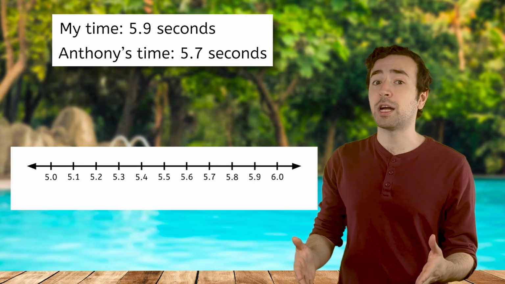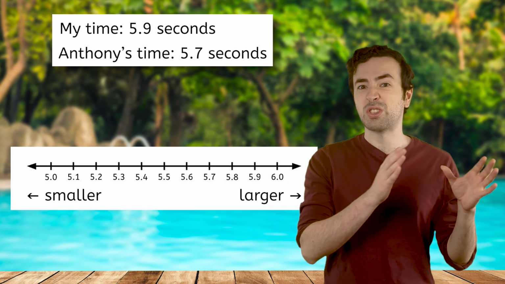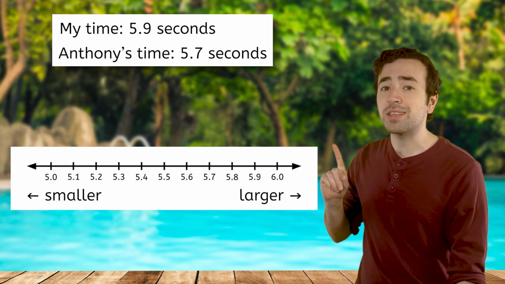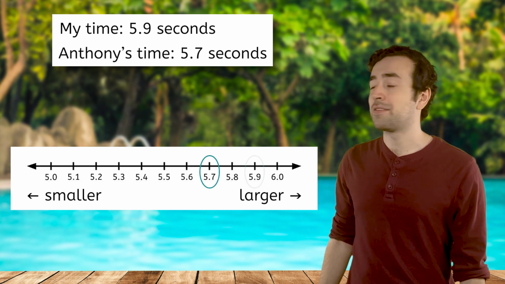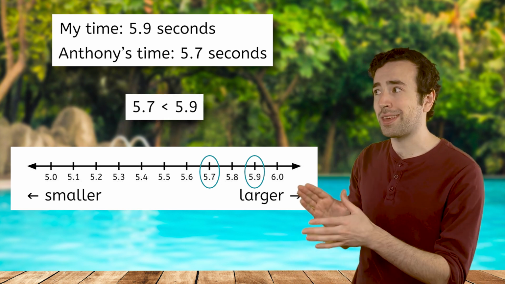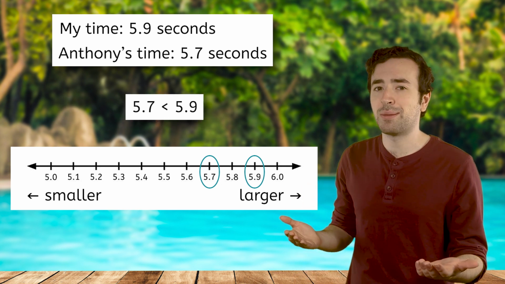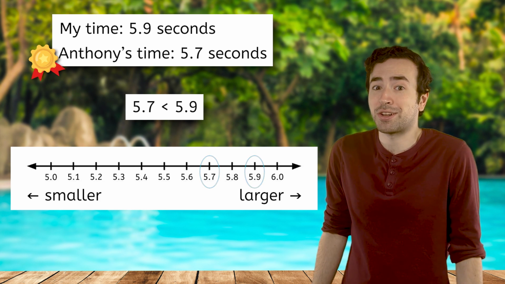A number line can help us compare numbers. Smaller numbers are to the left, and larger numbers are to the right. Here, we can see that 5.7 is smaller or less than 5.9. Writing this as an inequality looks like this. Since Anthony's time was smaller, that means he won. I guess I need to keep practicing to get faster.